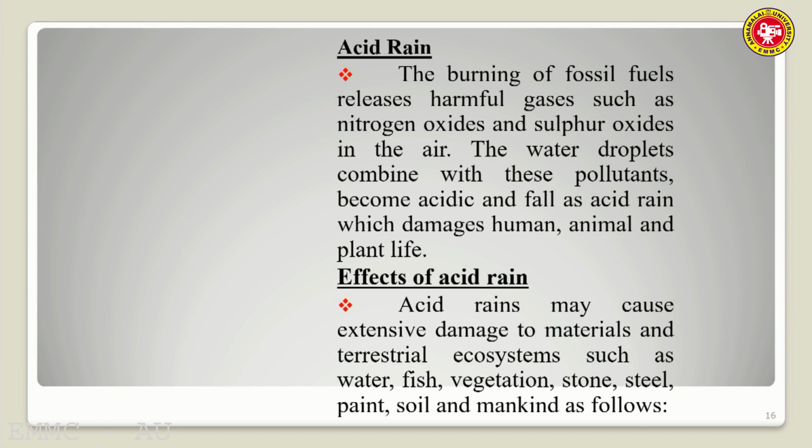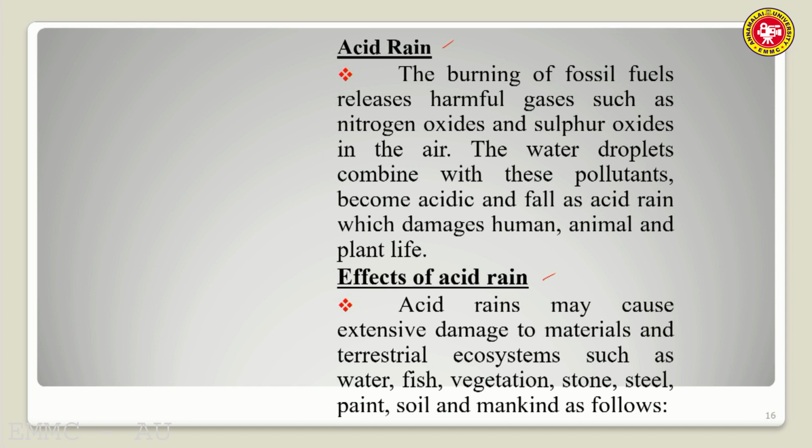Next, acid rain. The burning of fossil fuels releases harmful gases such as nitrogen oxides and sulfur oxides into the air. The water droplets combined with these pollutants become acidic and fall as acid rain, which damages human, animal and plant life. Then the effects of acid rain.